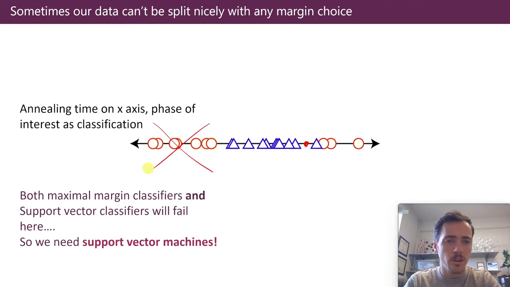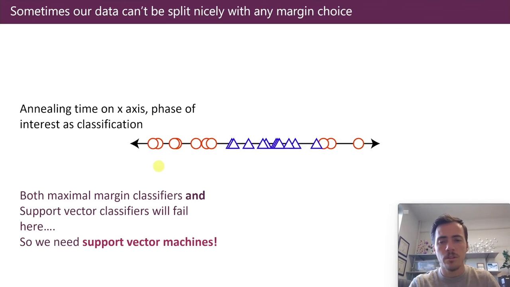So that's not very good either. So none of those are good options, right? Even if you aren't relying on a maximal margin classifier, even soft margins, you're going to have this fail. Your support vector classifier is not going to work. And this is where we now need a support vector machine, right?